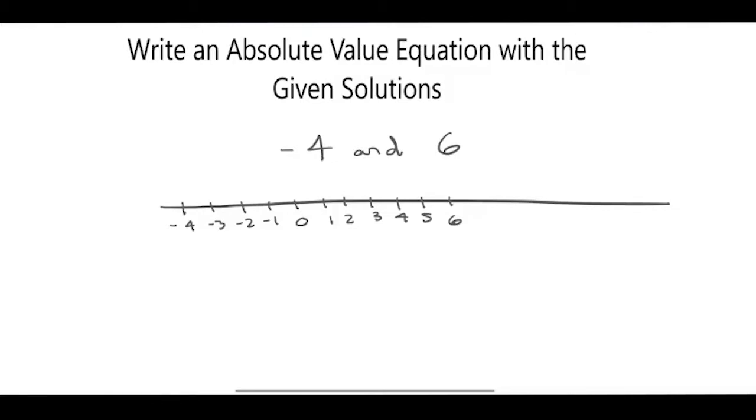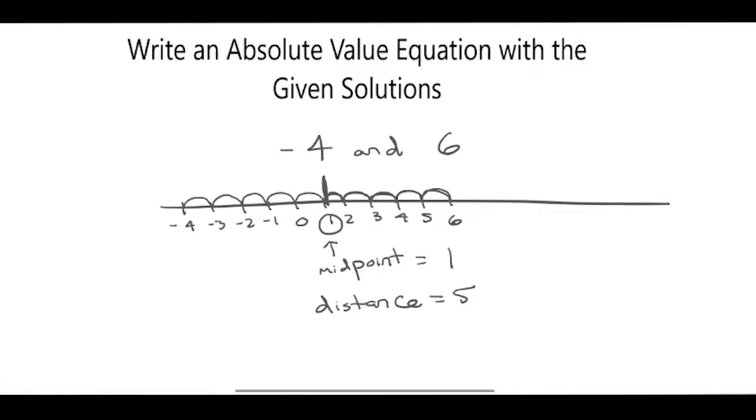So I could go 1, 2, 3, 4, 5 from -4, and go back 1, 2, 3, 4, 5 from 6, and that puts me at 1. So that means that 1 is my midpoint. All right, and the distance from the midpoint to the edge of our solution is 1, 2, 3, 4, 5. So the distance is 5.